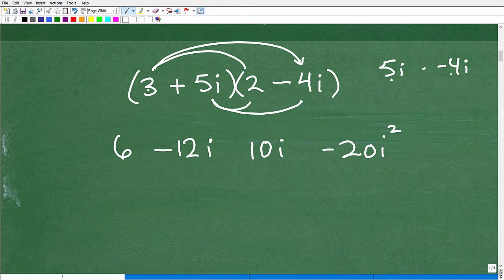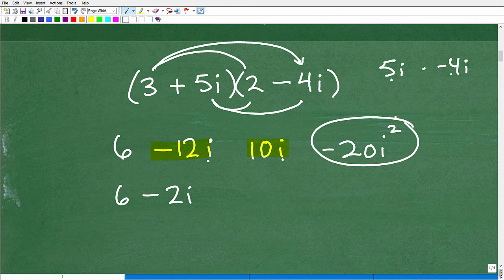So let's just make sure we understand this. 3 times 2 is 6. 3 times this negative 4i, negative 12i, 5i times positive 2, 10i, and then 5i times a negative 4i is negative 20i squared. Okay, so now we have to combine like terms. And here we have a number 6. It's by itself, so we'll just keep this here. And here, these guys are exactly the same. They both have an i, so a negative 12i plus a 10i would be a negative 2i.